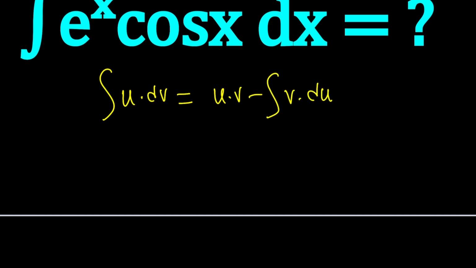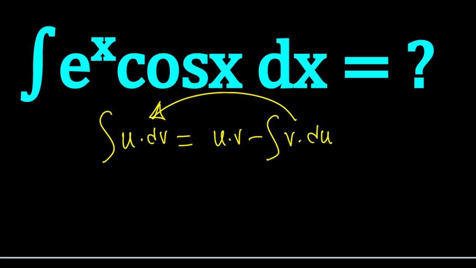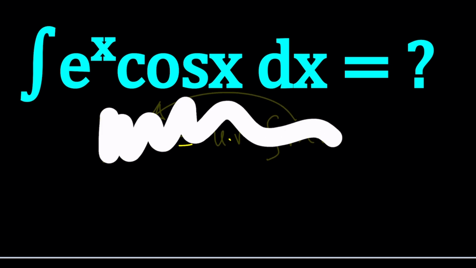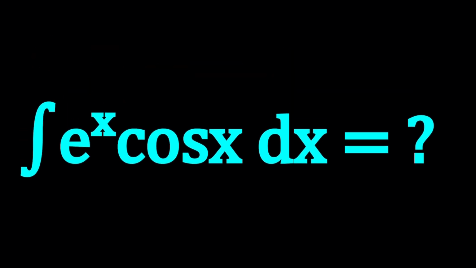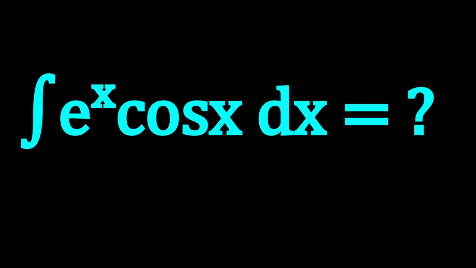Why does this work? If you put this on the left-hand side and differentiate both sides, you're basically going to get the product rule. So that's where that comes from. Make sense? Easy. Now, let's go ahead and use integration by parts. We need to determine which one is u, which one is dv. So here are some principles that can help you, some guidelines.